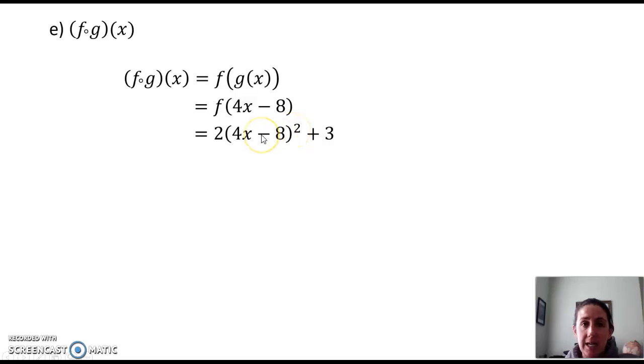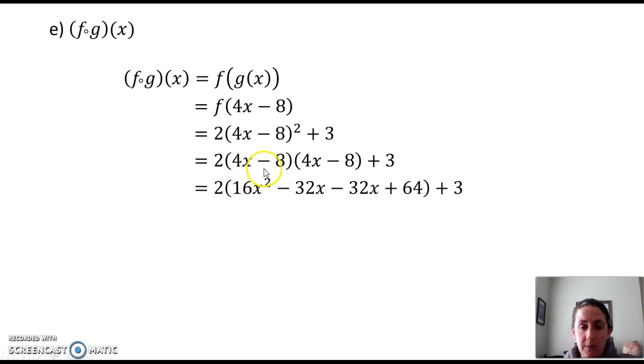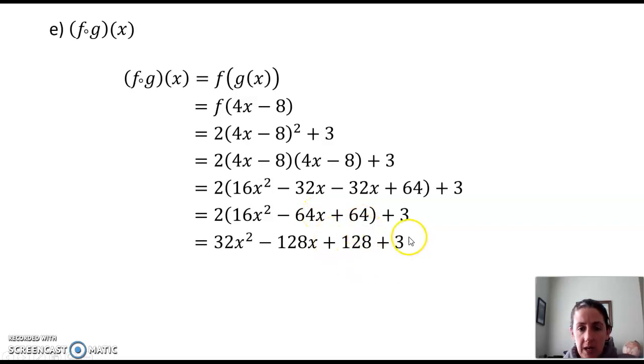I've got subtraction. I can't distribute the exponent, so that is 4x minus 8 times 4x minus 8. I'll distribute this out. I'll go ahead and do my 4x minus 8 times 4x minus 8 first. 4x times 4x is 16x squared, minus 32x plus 64, plus 3 at the end. Combine my like terms inside here, and now I'll distribute the 2, combine my like terms on the outside here, and I get 32x squared minus 128x plus 131.